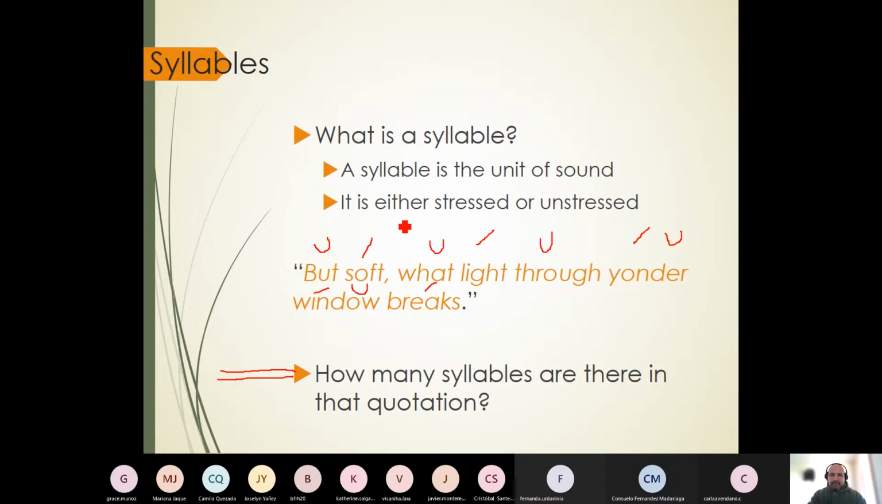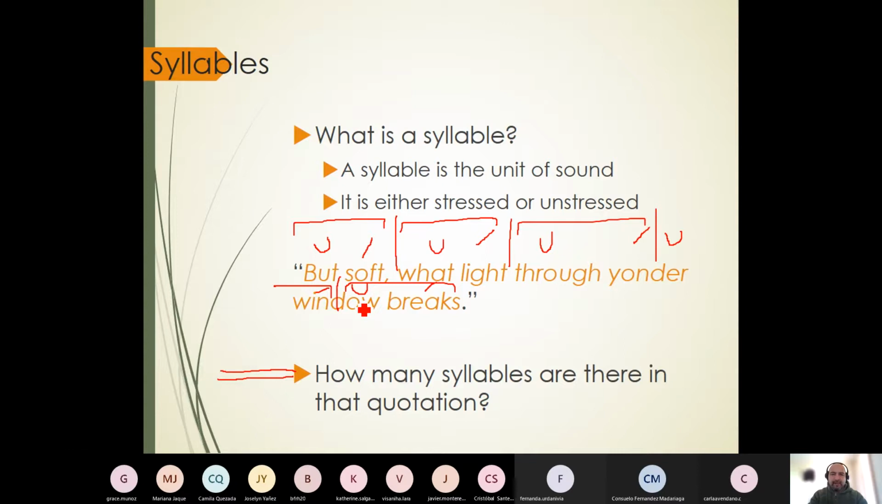Okay, all right. Let's see. So that's one iamb. That's another one. That's another one. That is another one. And here's the last one. 1, 2, 3, 4, and 5. So we have 5 iambs. So this would be an iambic pentameter. Pentameter, right? Because 5 feet. This is 1 foot. That's another one. That's another one. This is another one, and that is the last one, right? So it has 5 feet.